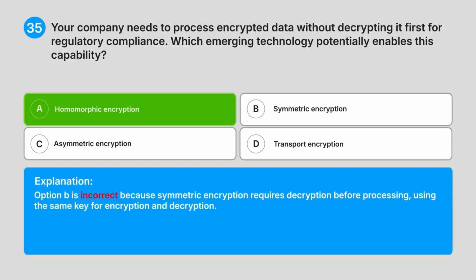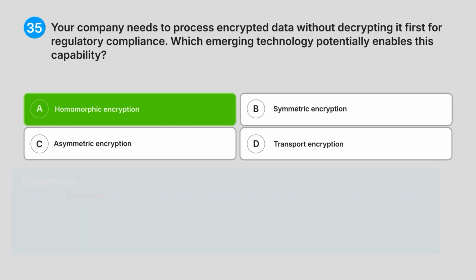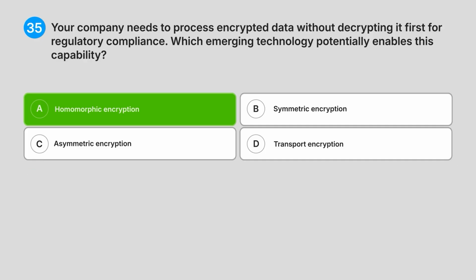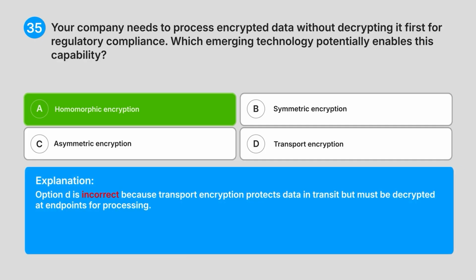Option B is incorrect because symmetric encryption requires decryption before processing, using the same key for encryption and decryption. Option C is incorrect because asymmetric encryption uses key pairs but still requires decryption before data can be processed. Option D is incorrect because transport encryption protects data in transit but must be decrypted at endpoints for processing.